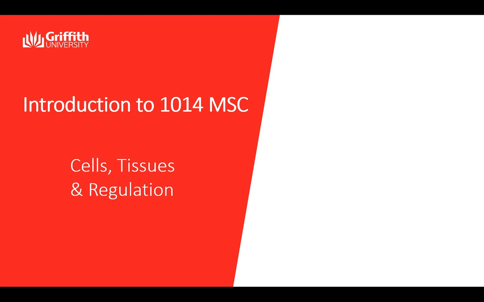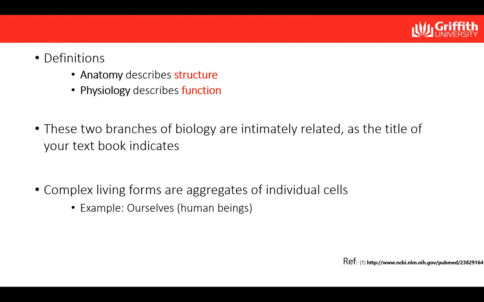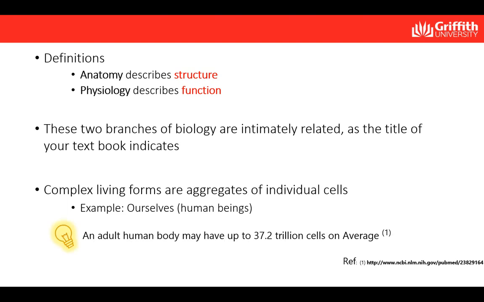This course widely revolves around understanding the anatomy, which is the structure, and the physiology, which is the function, of cells that together form tissues and organs. These two branches of biology, anatomy and physiology, are intimately related. We humans are an aggregate of trillions of cells. It is estimated that an adult human being may have up to 37.2 trillion cells.